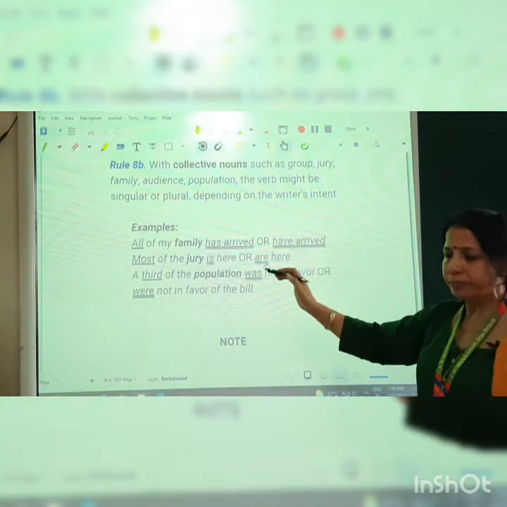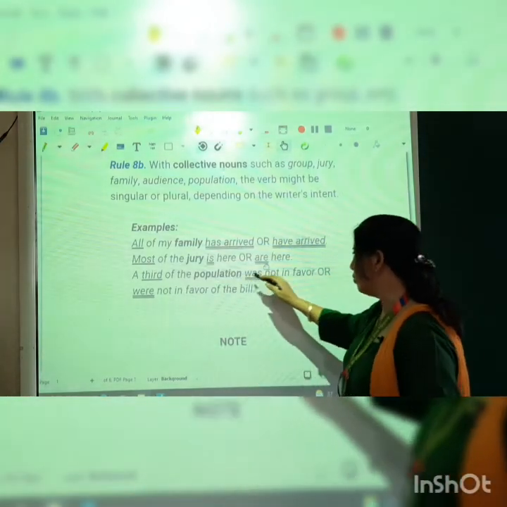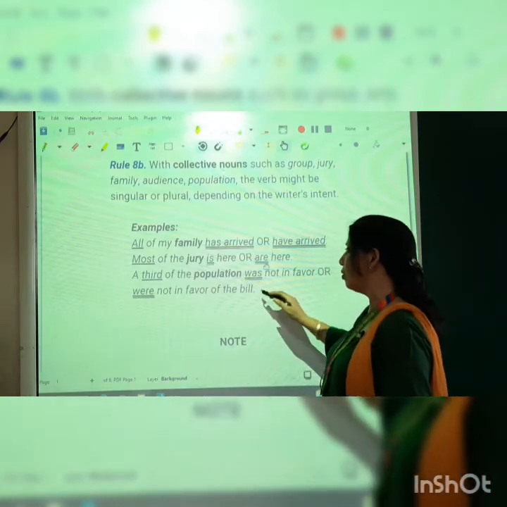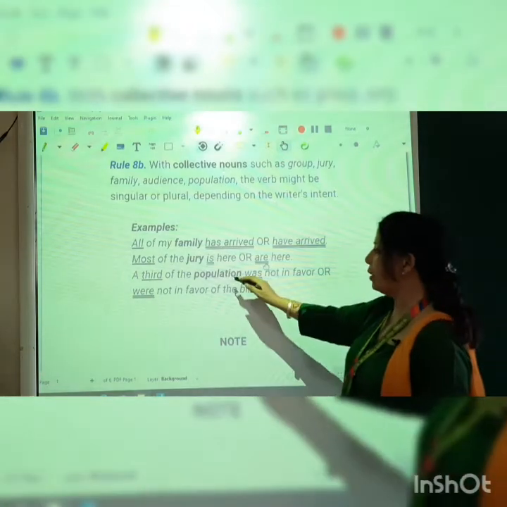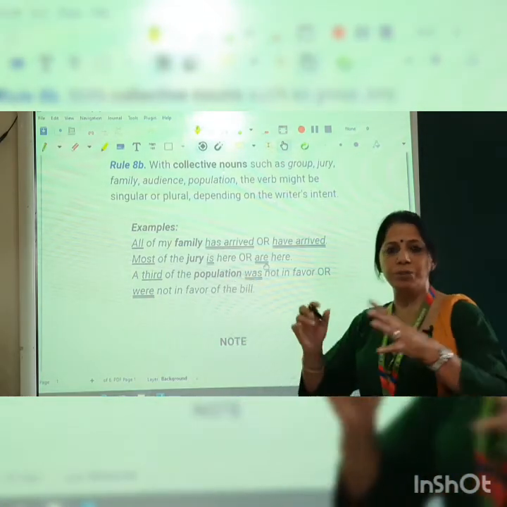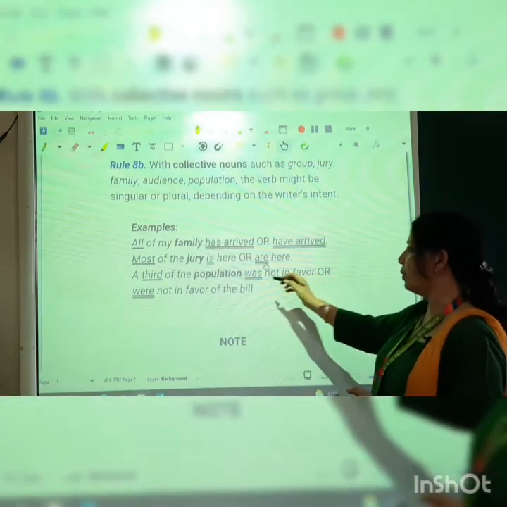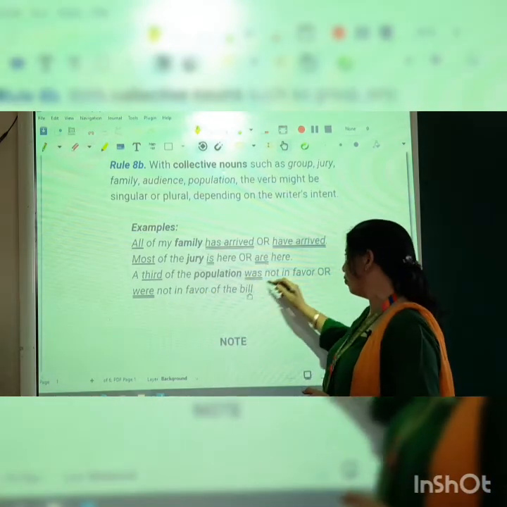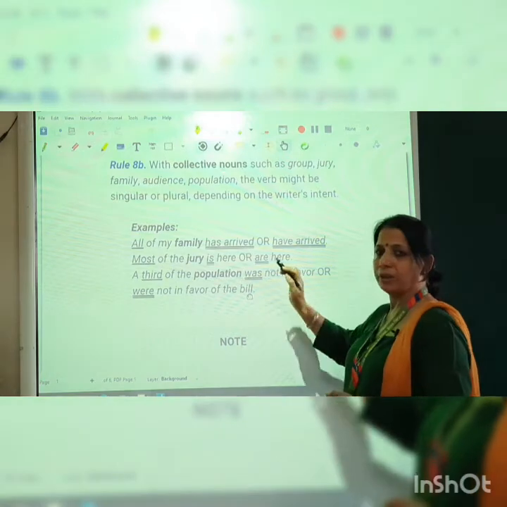A third of the population was not in favor or were not in favor of the bill. Here the population is telling about the country's population that way. Here the population is telling about the number of people that way. So it can be "were" or "was" also here.